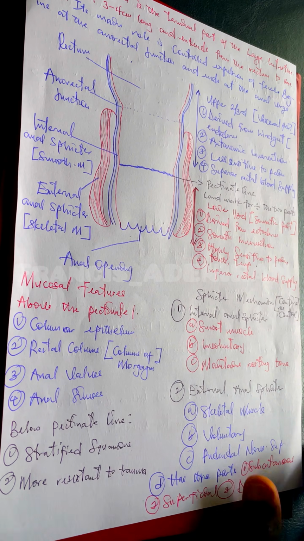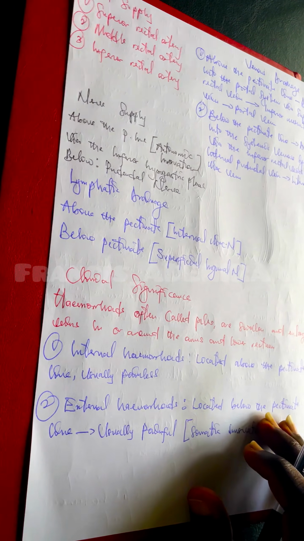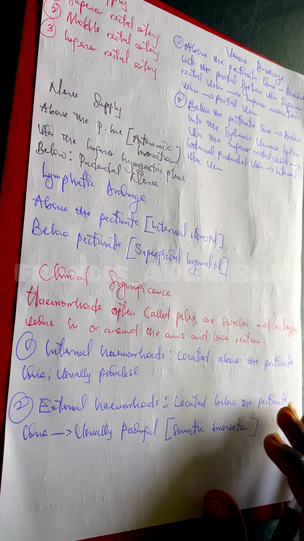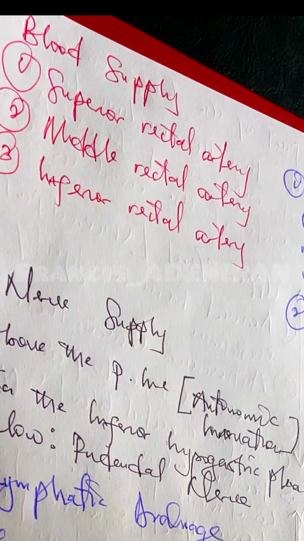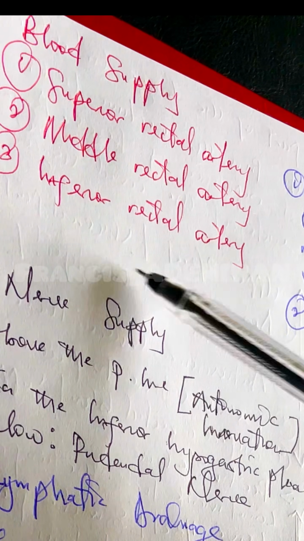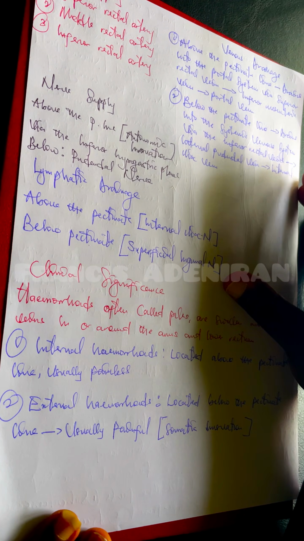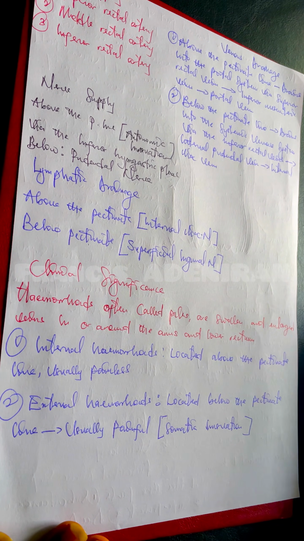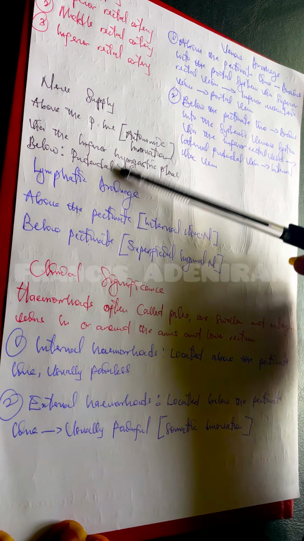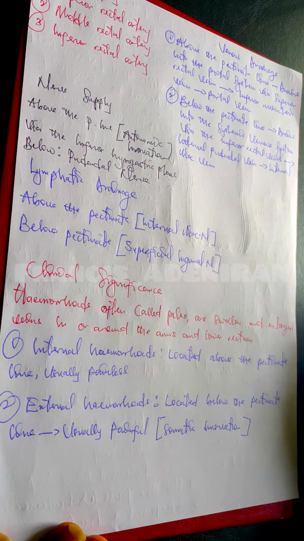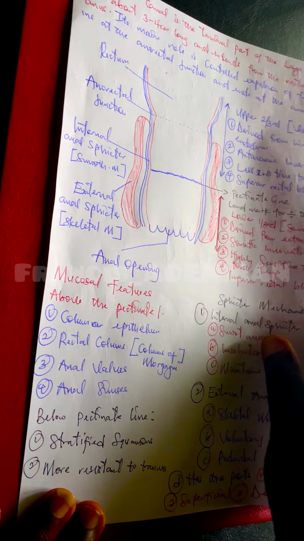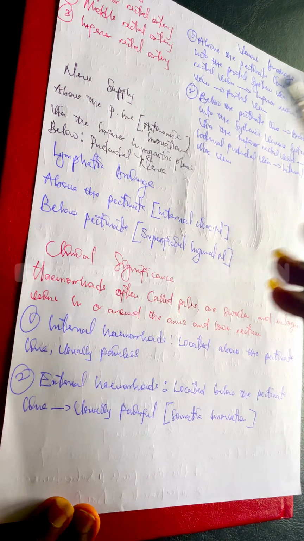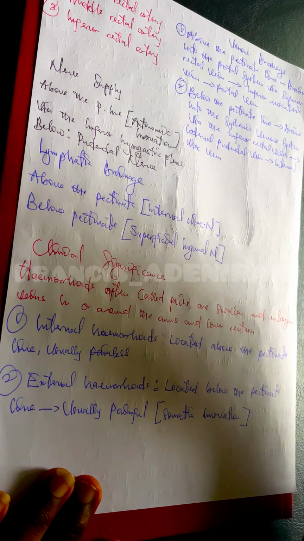Having discussed this, let's go straight to the blood supply to the anal canal. The blood supply is by the superior rectal artery, the middle rectal artery, and the inferior rectal artery. Now, while that is being said, let's go to the nerve supply. The nerve supply will be treated under two major subheadings, bearing in mind this pectinate line. So now, talking about the nerve supply above the pectinate line and the one below.